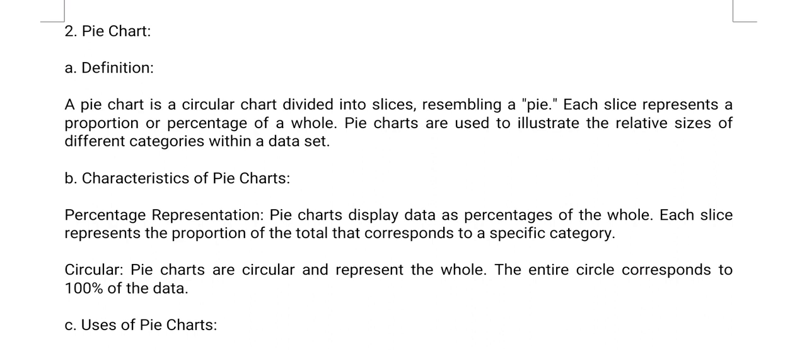Each slice represents a proportion or percentage of a whole. Pie charts are used to illustrate the relative sizes of different categories within a data set. So, characteristics of pie charts. Percentage representation. Pie charts display data as percentages of the whole. Each slice represents a proportion of the total that corresponds to a specific category. Then circular. Pie charts are circular and represent the whole. The entire circle corresponds to 100% of the data.